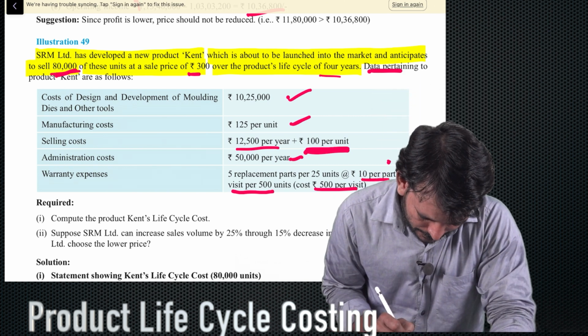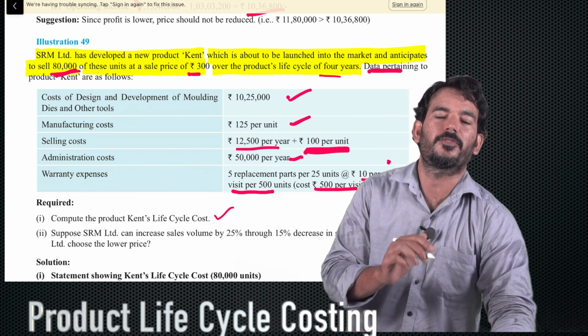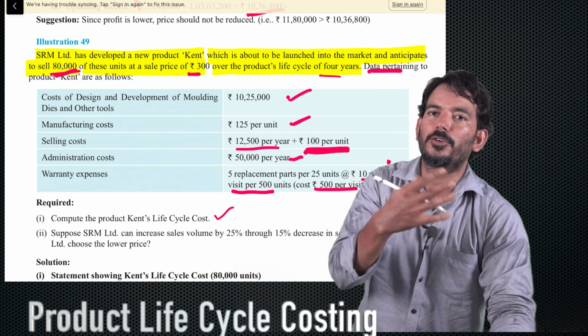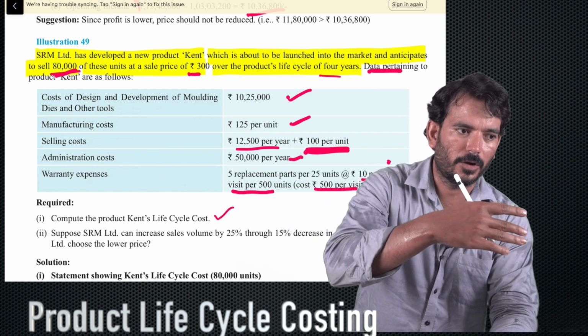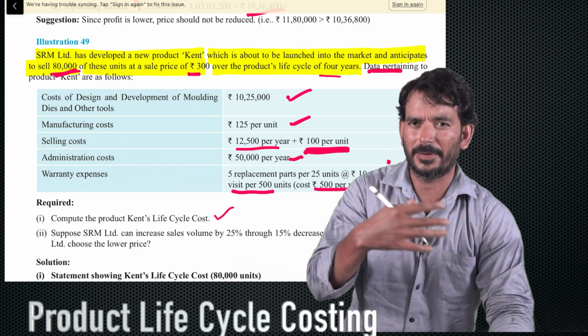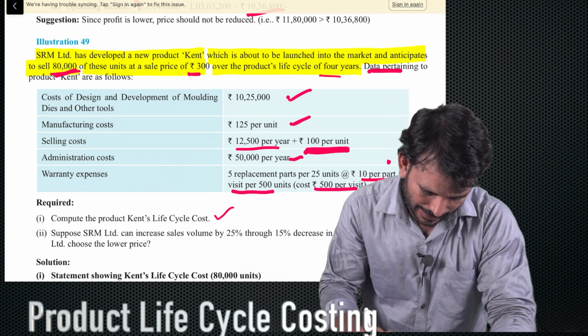Compute the product's life cycle cost. Again, life cycle cost, just think like the product is for 1 year only. Don't segregate it into periods. If it is running into 4 years, just multiply it by 4. If it is running into 3 years, multiply it by 3. If it is a period cost, if it is a unit based cost, we will not consider anything else also.